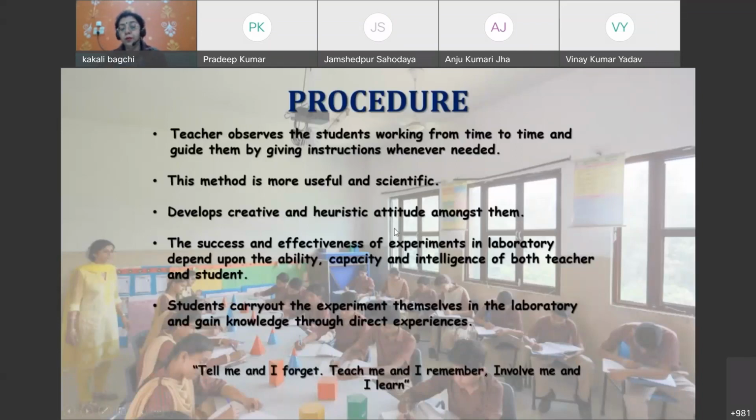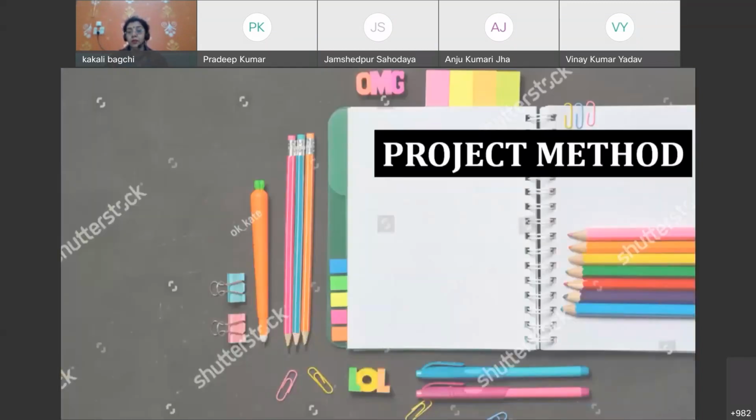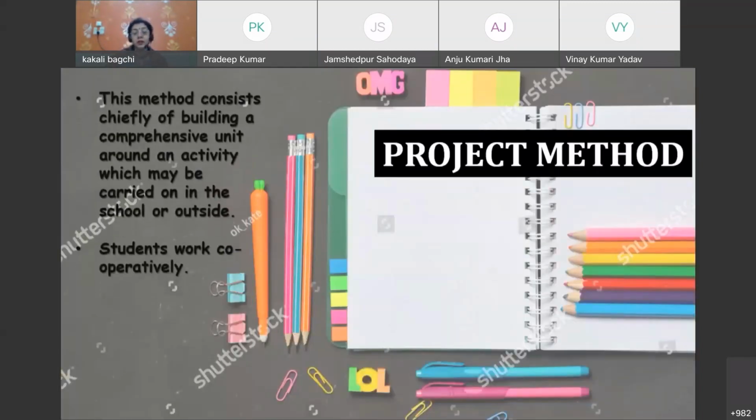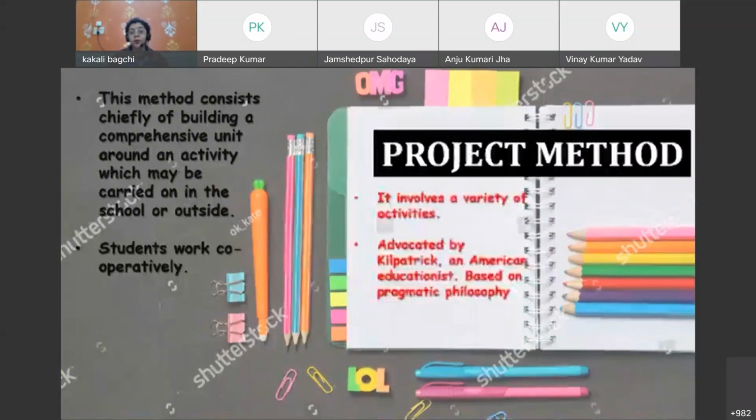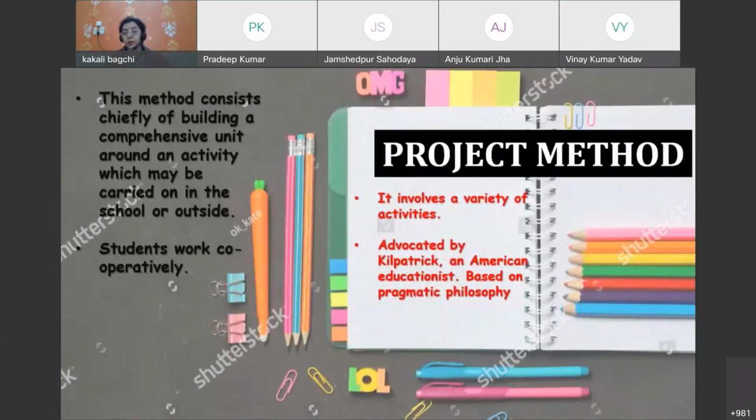So in case of project method, remember that its success depends on the ability, capacity, intelligence of both teacher and student. Not only teacher, not only student. I should know what is the need of my children. Accordingly, I should create a creative and collaborative project so that students can enjoy and learning outcome will be there. The projects are done in a cooperative manner, maybe in house, maybe outside the school also.